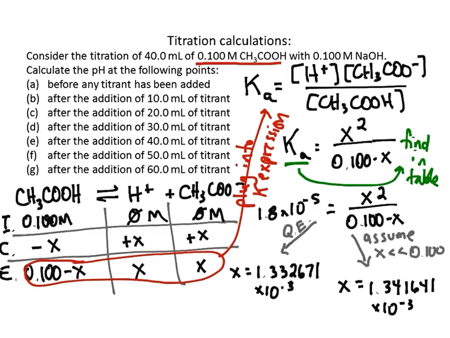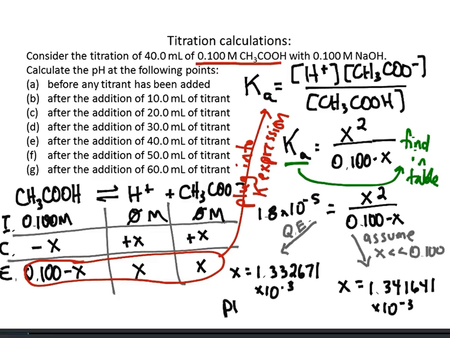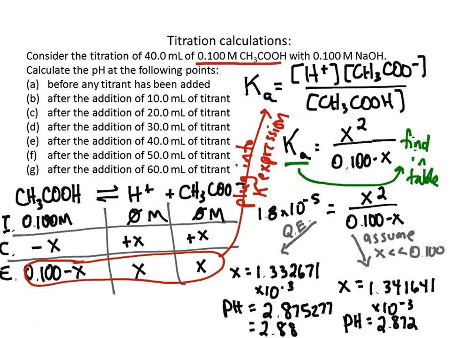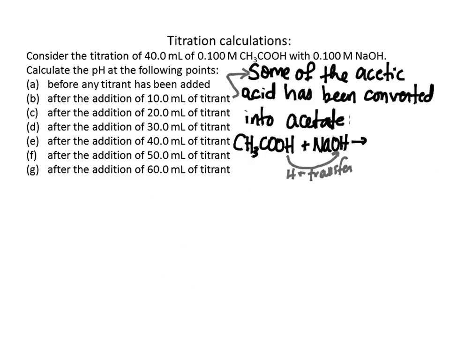Using the quadratic equation, it looks like we get 1.34 times 10 to the minus 3, and the same if we assume X is negligibly small. And that gives us a pH of 2.88 either way. So that's going to be our data point in our table. Oh, 2.88 or 2.87, sorry. So that's going to be our value for part A.